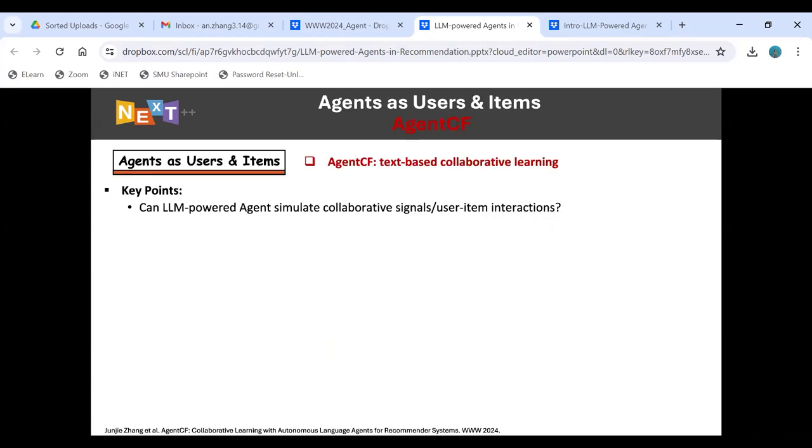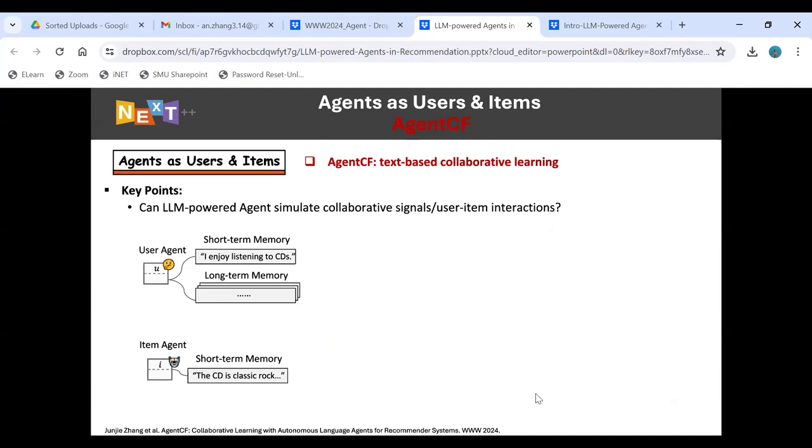The third work is agency CF. Agency CF considers not only users as agents, but also items as agents. So they developed a collaborative learning approach that optimized both kinds of agents together, user agents and item agents. We find out that, first of all, they have memory modules because users may have shifted dynamic taste or preference. So they have both short-term memories and long-term memories. But for items, we have only short-term memories to represent its characteristics.